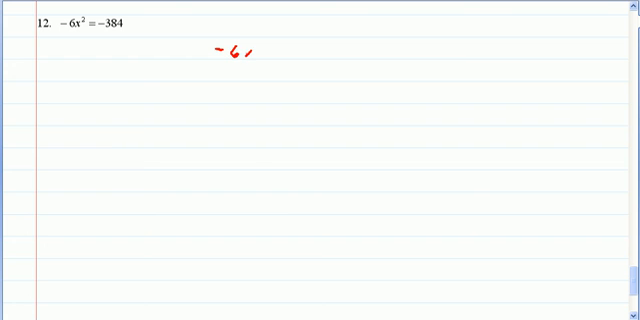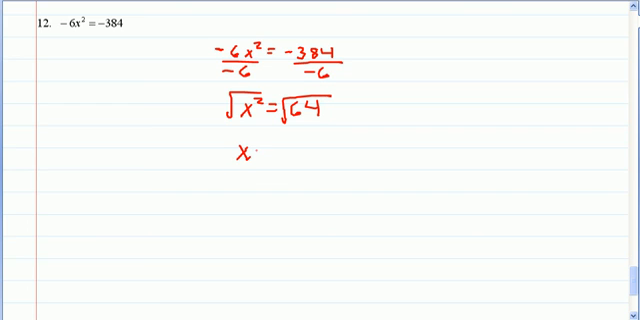For number 12, we have negative 6x squared equals negative 384. So I start by dividing both sides by negative 6 so that I get x squared is equal to 64. I take the square root of both sides and I get x is equal, the square root of 64 is 8, and I just include the plus or minus in front because we're solving an equation. So x is equal to plus or minus 8.